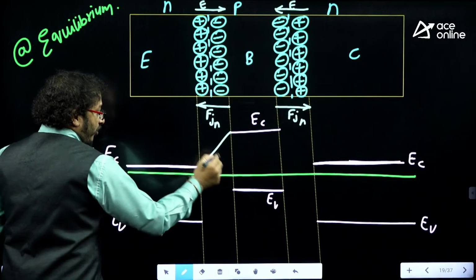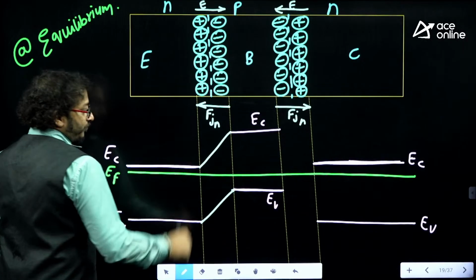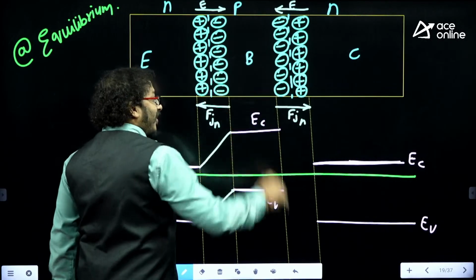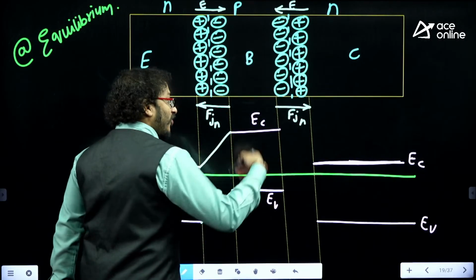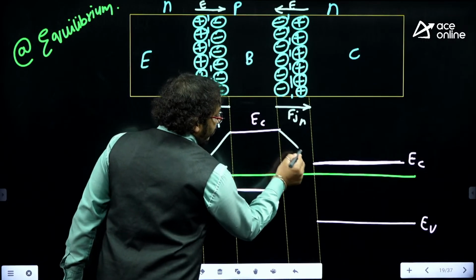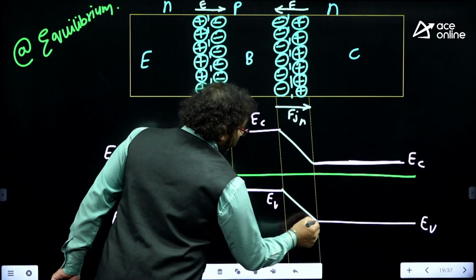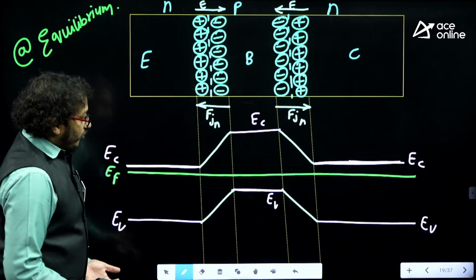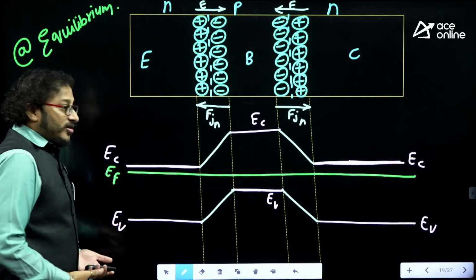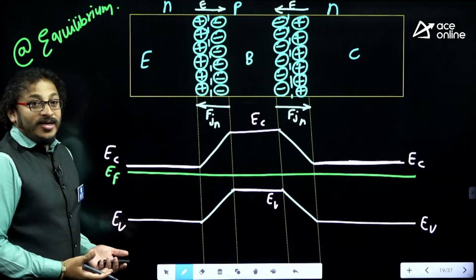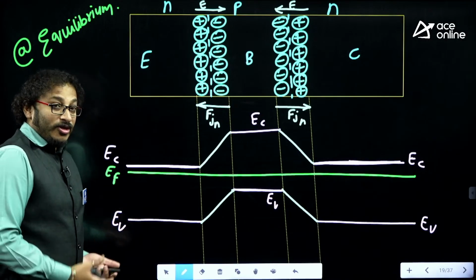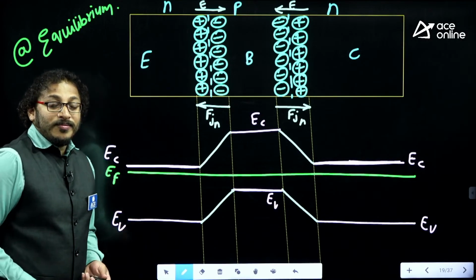This is the slope that I got. Here on the left side, electron energy is high because of the electric field. So the left side energy is high. Oh my God, this is very easy, right, dears? So this is what we got as the energy band diagram at equilibrium for an NPN transistor.